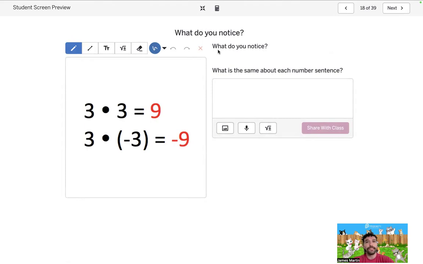So what do you notice? What is the same about each number sentence? Again, pause this video, take 30 seconds, and do your best to answer it. It's okay if you're right, it's okay if you're wrong, but just do your best to make some observations.